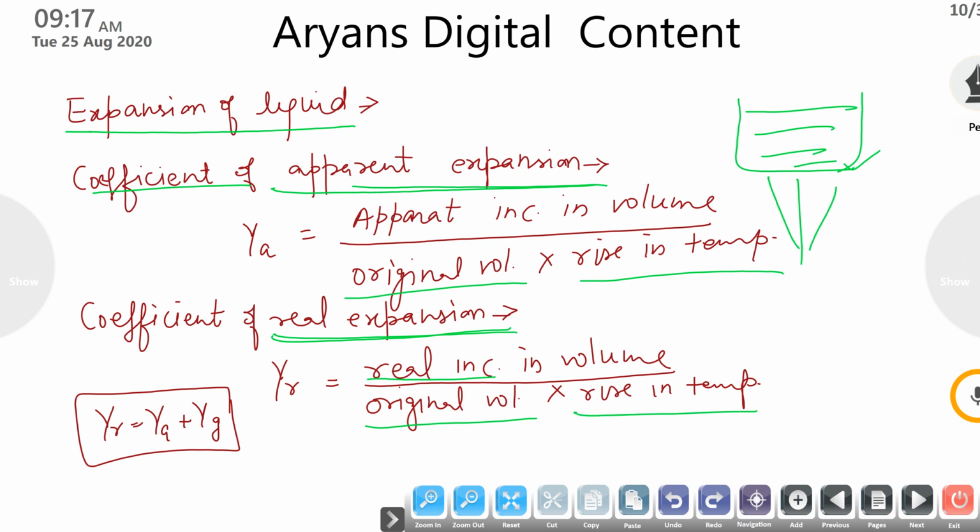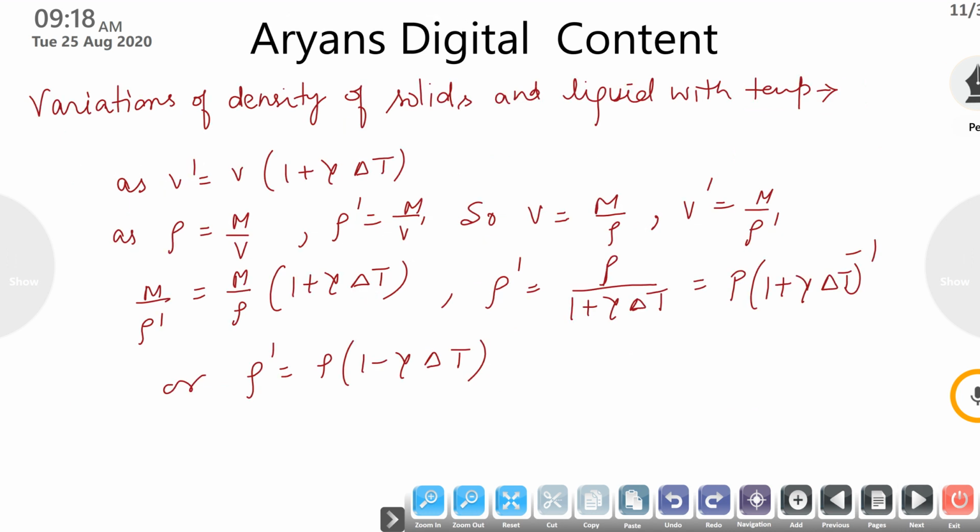Here you can see that there is a relationship between the real expansion, the apparent expansion, and the expansion of the container. So, to study the real expansion of a liquid, you also have to study the expansion of your container in comparison to the liquid. Both expansions should be considered in the case of expansion of a liquid.